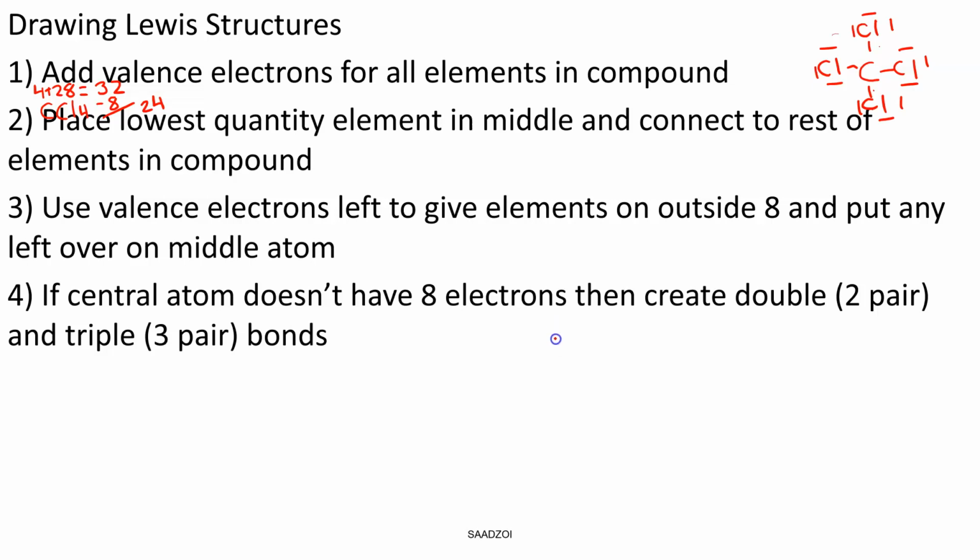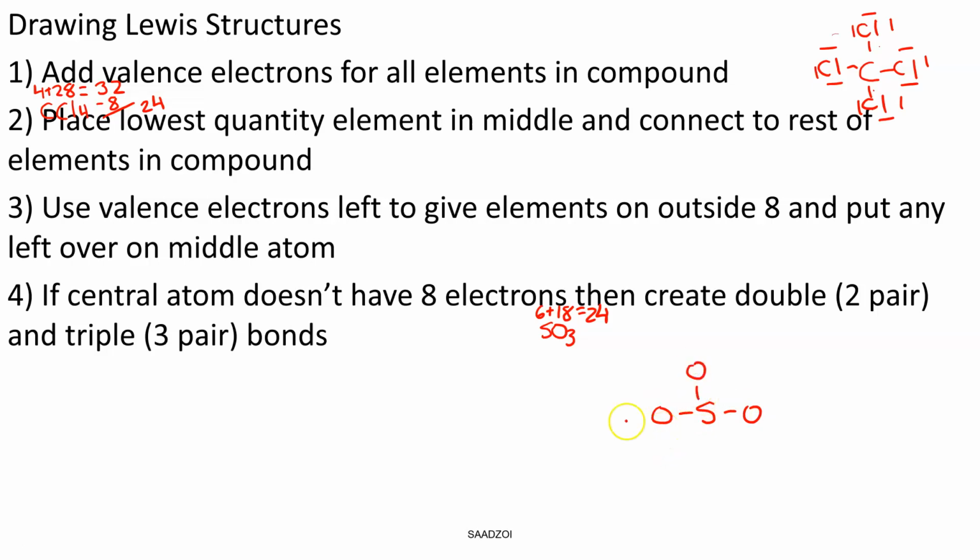So let's do SO3. So 6 for sulfur. 6 for oxygen. There's 3 of them, so that's 6 times 3, 18. So that's 24 electrons. So I'll put S in the middle. There's my connection. Step 1 and 2 are done.